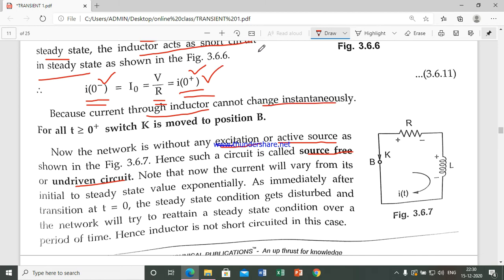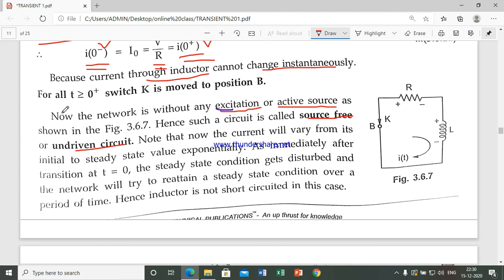Next we will consider the case when you move the switch from A to B. When you move the switch from A to B at the instant t greater than or equal to 0+, switch K is moved to position B from position A. Now the network is without any excitation, because the voltage source connected in this circuit is completely removed. The active source is removed. Hence such a circuit is called a source free or undriven circuit.